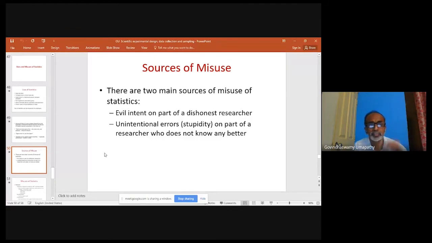There are two main sources of misuse of statistics. One is evil intent, on the part of a dishonest researcher. The other is unintentional errors, or stupidity, on the part of a researcher who does not know any better. Many times we may end up here, where we don't know what kind of statistics to use, whether non-parametric or parametric, and when we have a lot of variation in the data we collect, whether we can do a Student's t-test or should use the Mann-Whitney U test. People really do make mistakes unintentionally, especially researchers who have little information on statistics. So this needs to be avoided.